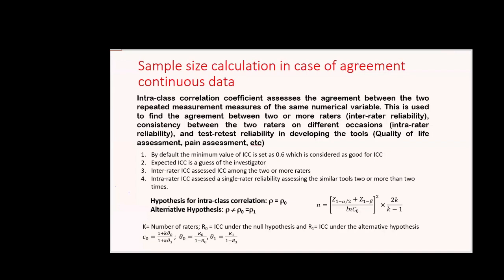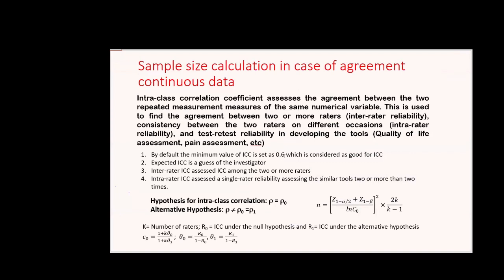For the null hypothesis, we are assuming here that the intra-class correlation, rho 0, has some value. Generally we take this value as 0.6 because this is considered good, and we want it to be greater than 0.6 for comparing one group. If you have two groups for comparing, then you can go for rho 1 and rho 2. But in this example, I am taking rho 1 and comparing whether it is significantly different from 0.6.